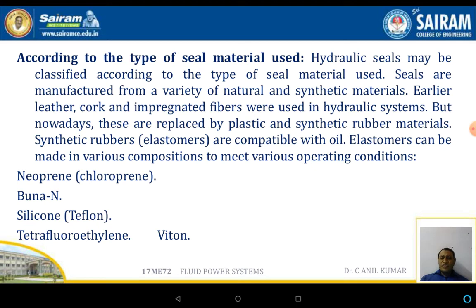According to the type of the seal material used, the seals are classified into many types depending upon the material used and also their operating temperatures. The hydraulic seals may be classified according to the type of the seal materials used. The seals are manufactured from a variety of natural as well as synthetic materials. The simple example of a natural material is leather.